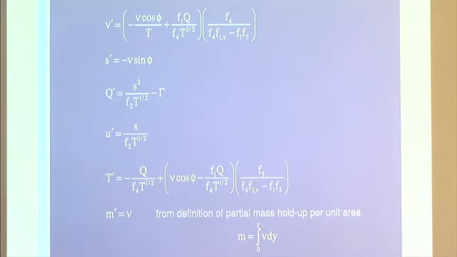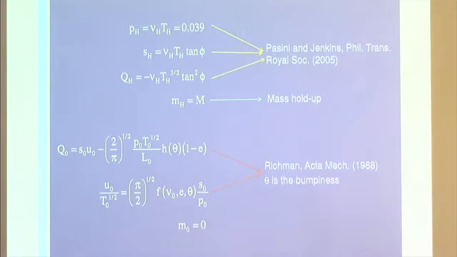Then I need boundary conditions. At the top, I'm using the boundary conditions that come from the idea that at the top you have a collisionless ballistic layer. I'm not entering details in that. Then I'm fixing the mass hold-up. And at the bottom I'm using the boundary conditions that Richman has developed for a bumpy base. So I have a condition for the energy flux at the bottom, and I have a condition for the slip velocity at the bottom, because the grains are allowed to slip. And then, of course, I have this trivial boundary condition.